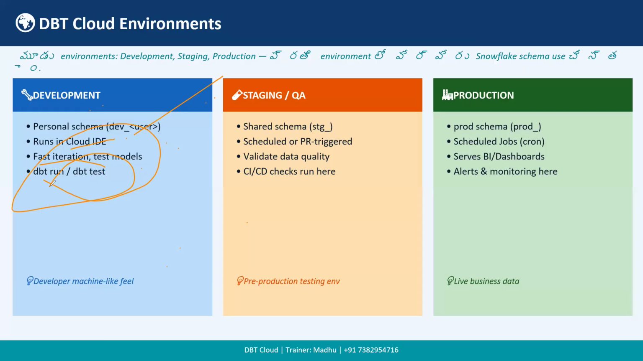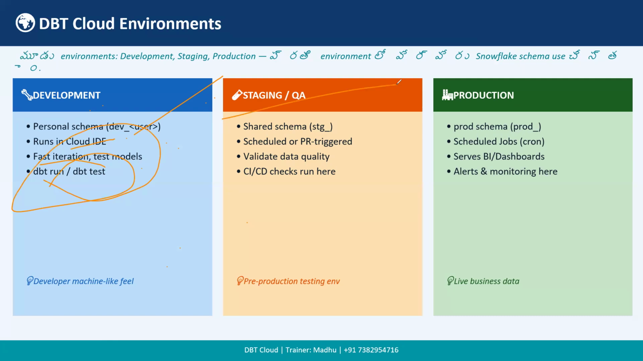And DBT test will run the tests like unique, not null, accepted values. If anything is missing or there is any error, it's going to throw the error. After seeing that error, we need to modify the data. So this is the development environment. Then we go to staging quality.